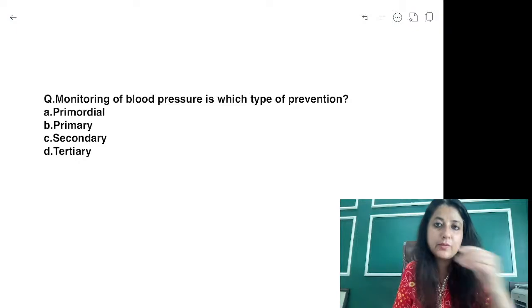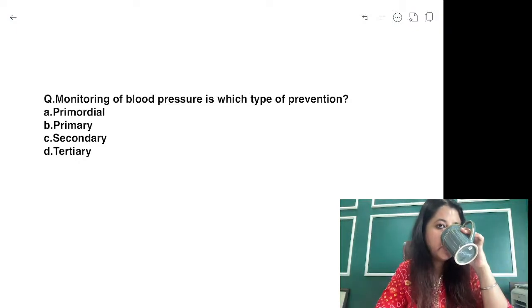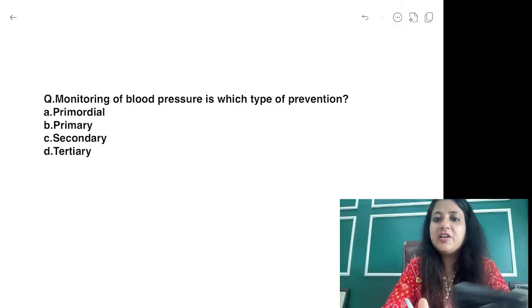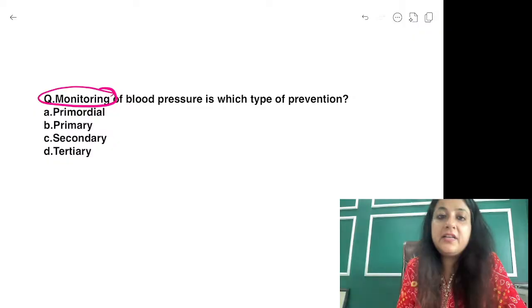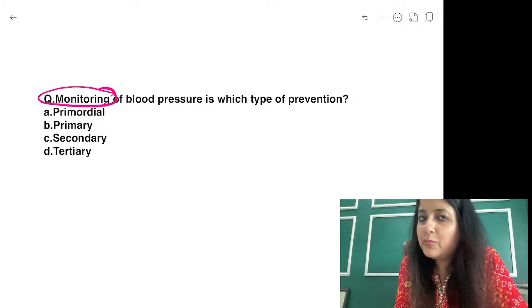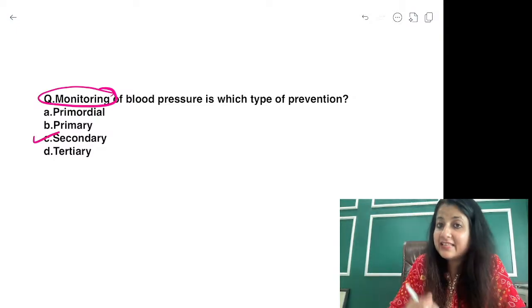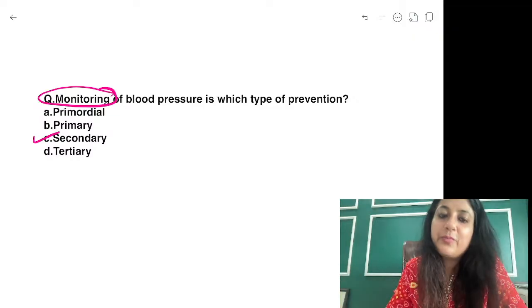Now who is going to tell me this one? Monitoring of blood pressure. Let's see if you can figure out this one. Guys, one second. Okay. Who will monitor blood pressure? Good. The question is monitoring. Monitoring is an everyday thing, isn't it? We are continuously monitoring blood pressure to keep a check on hypertension, to see that the disease does not progress. Alright?